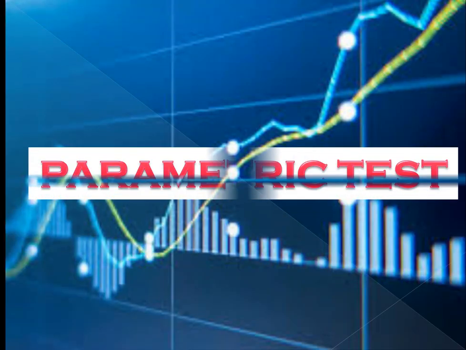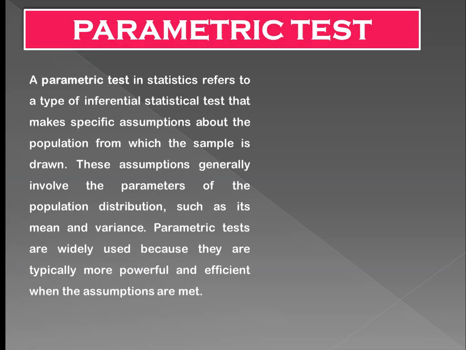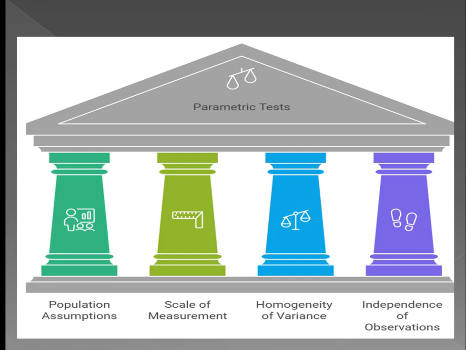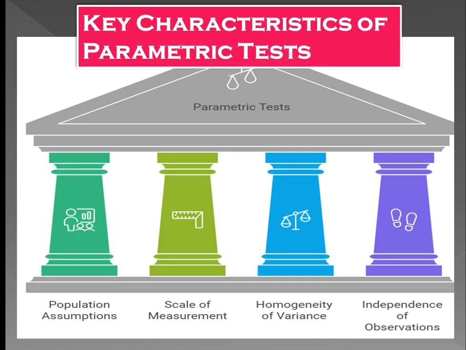Parametric test. A parametric test in statistics refers to a type of inferential statistical test that makes specific assumptions about the population from which the sample is drawn. These assumptions generally involve the parameters of the population distribution, such as its mean and variance. Parametric tests are widely used because they are typically more powerful and efficient when the assumptions are met. Below is a detailed explanation.